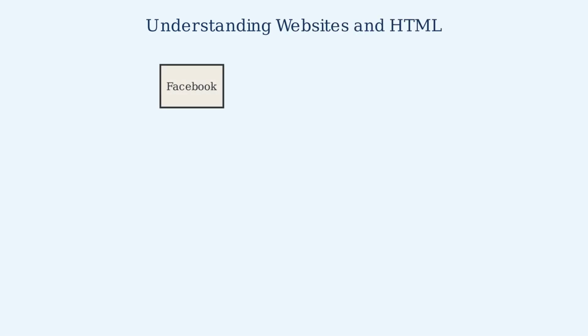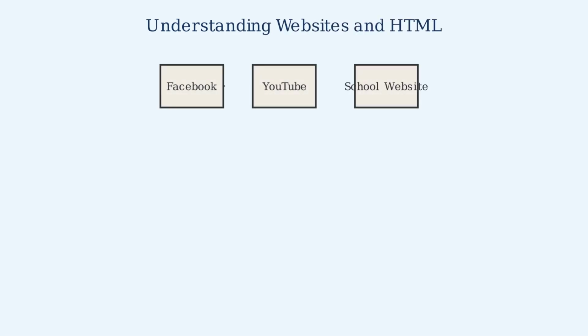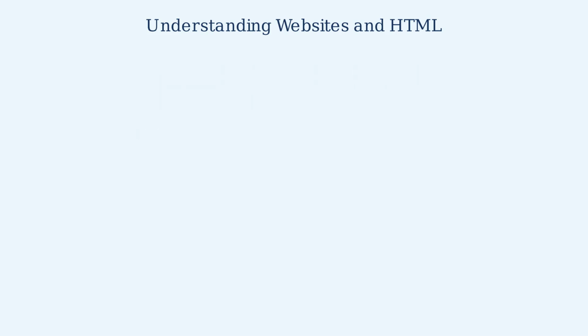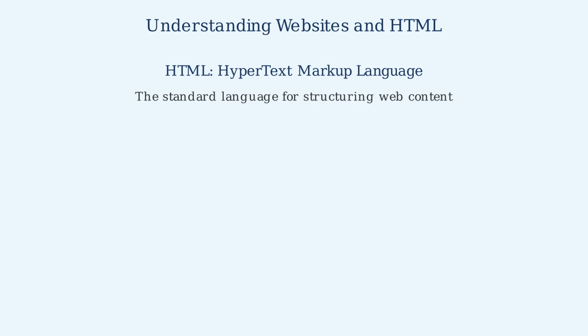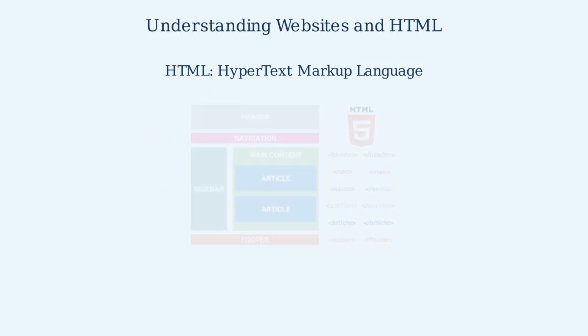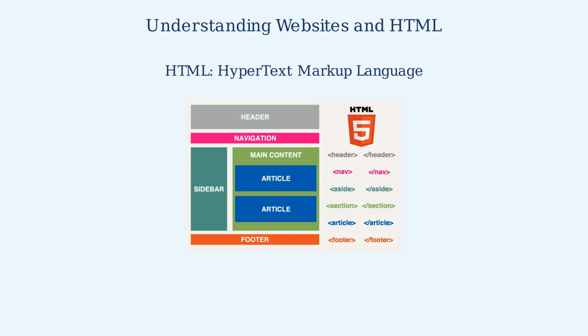A website is a collection of interconnected web pages, similar to Facebook, YouTube, or a school's website. These pages are built using HTML, or hypertext markup language, the standard language for structuring web content. HTML uses tags to define elements that make up a web page. HTML defines elements like headings, paragraphs, images, and links, which are displayed in a web browser.